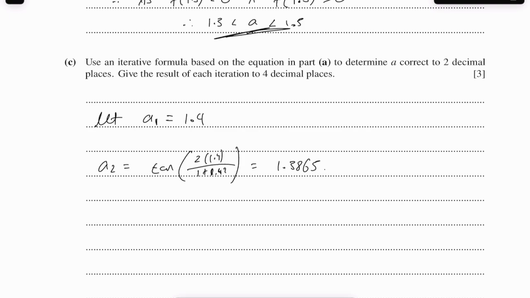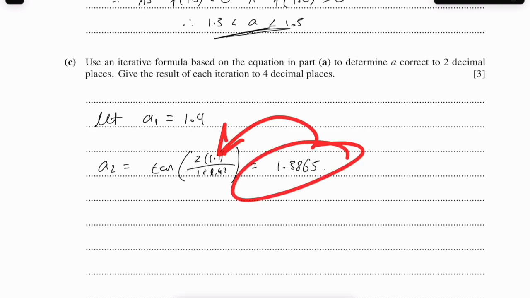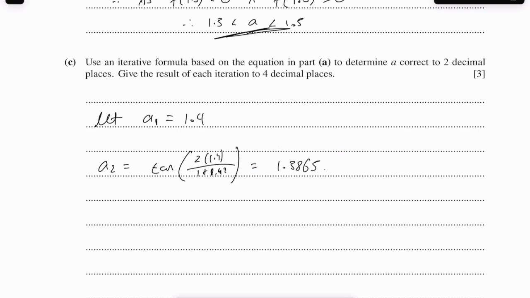1.3865. And now what you need to do is plug this back into our equation, because our equation is going to look like this now: A(n+1) is going to equal tan of 2A(n) over 1 plus A(n) squared. That's what our equation looks like now. So we've done this, and then we're going to keep plugging this into our calculators.